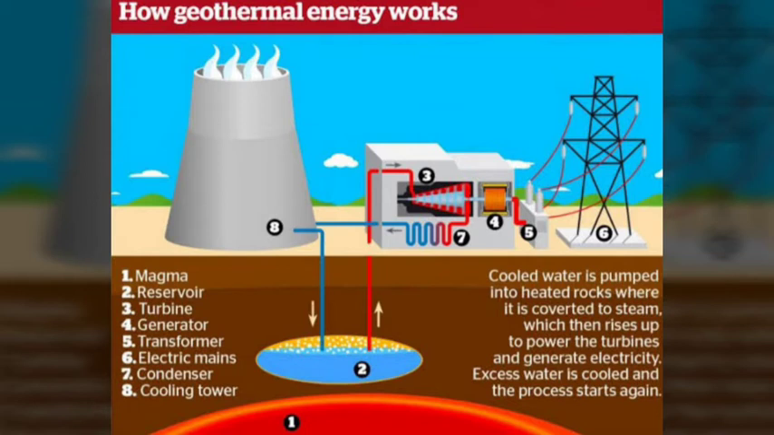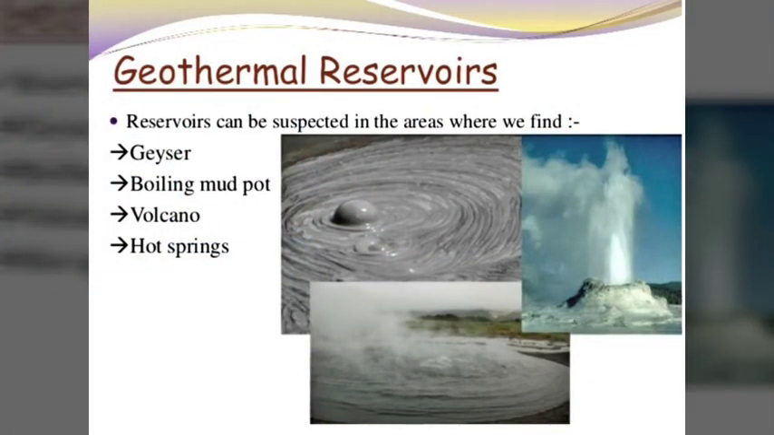Then we created a reservoir that turns into the turbine to form the heat in generator so that it can be transformed into the transformer and then directly to the electric mains, and then its cooled water is pumped into heated rocks where it is converted to steam, which rises up to power the turbines. And that's how we can make the geothermal energy.